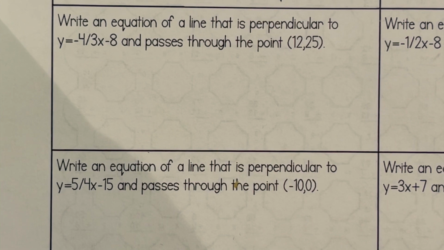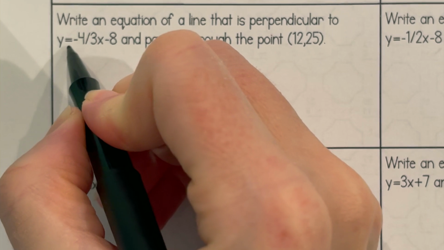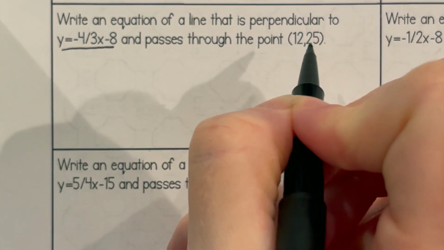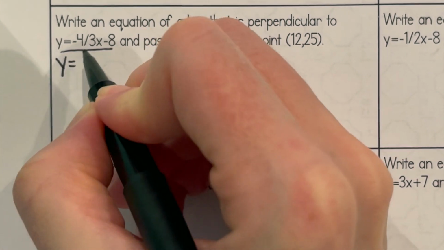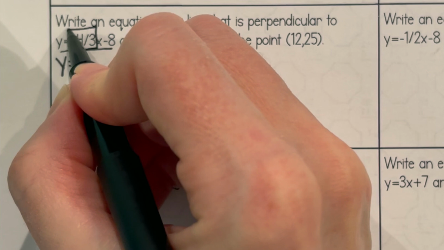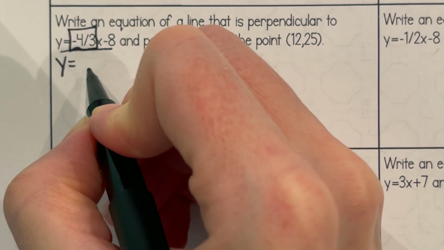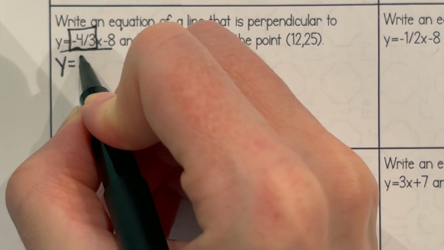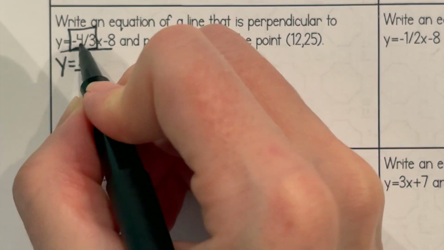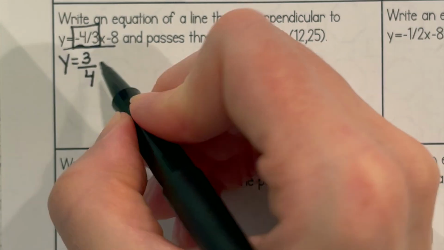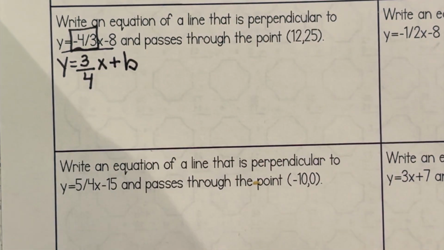Now let's try one without a graph. So we need to find something that is perpendicular to this equation that goes through this point. So the first thing I'm going to do is rewrite this equation and find the opposite reciprocal of this slope. So the opposite of a negative would be a positive, and then the reciprocal would be 3/4. And I like to write it top and bottom instead of a slash and writing it side by side. And then x, and then we're going to change the y-intercept, so I'm going to put a b there.